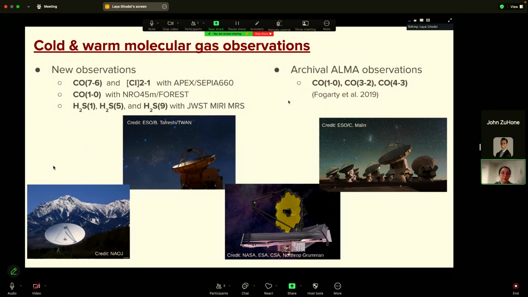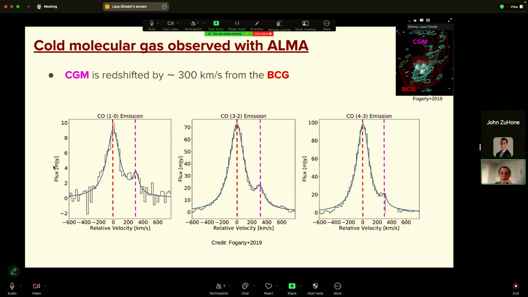So we detected CO 7-6 and C1 2-1 with APEX, and CO 1-0 with the Nobeyama single dish telescope. And also we have some JWST data. As I said, we detected S1, S5, and S9 lines using the JWST MIRI-MRS data, and we combine these new data with archival ALMA data, which shows CO 1-0, CO 3-2, and CO 4-3.